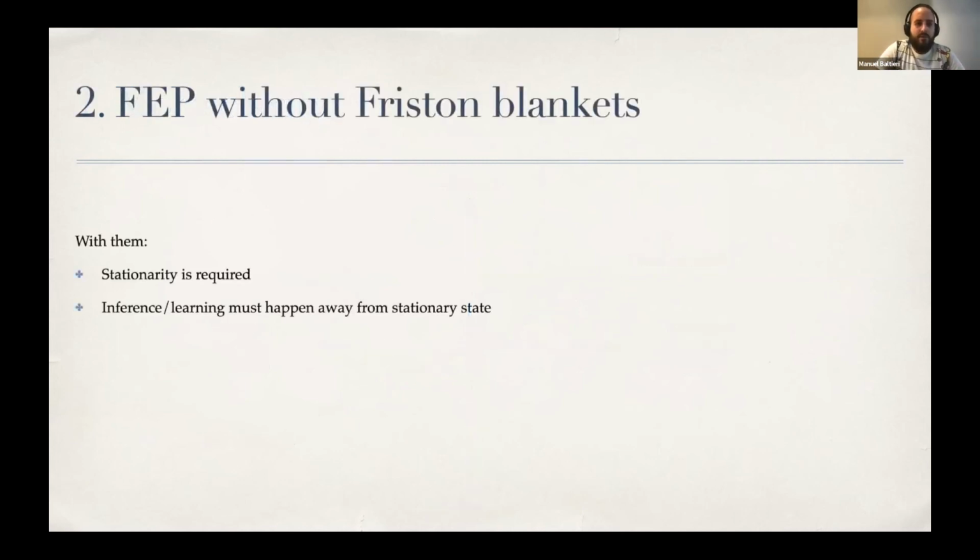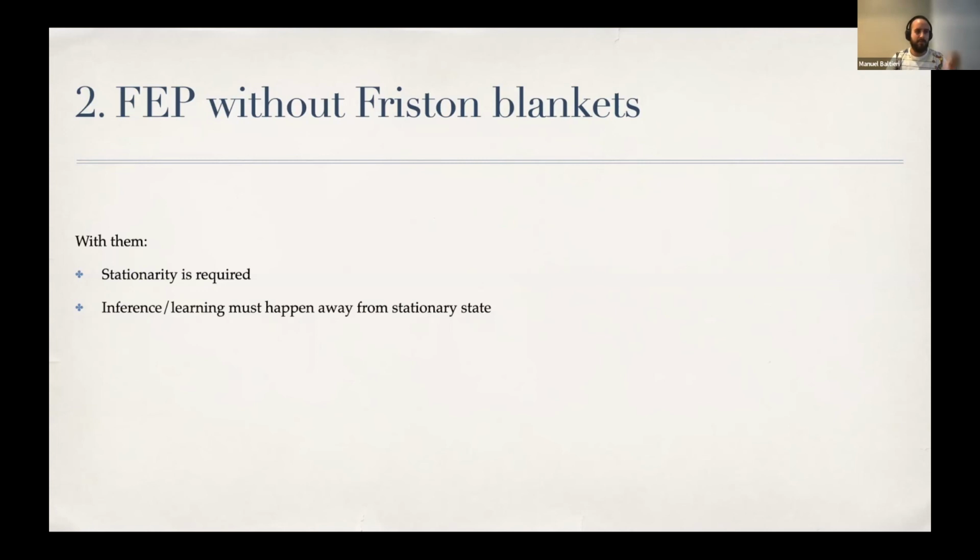If we consider the free energy principle without Friston blankets, we first need to look at what happens when we have them. So, we need to have an assumption of stationarity, as the latest paper still seems to imply. And the inference and learning that we might be talking about, very crucially, and this is something we can discuss later, is only happening away from the blanket. If you are in a stationary state, there's no real learning happening. There's no real inference, at least in a trivial sense.